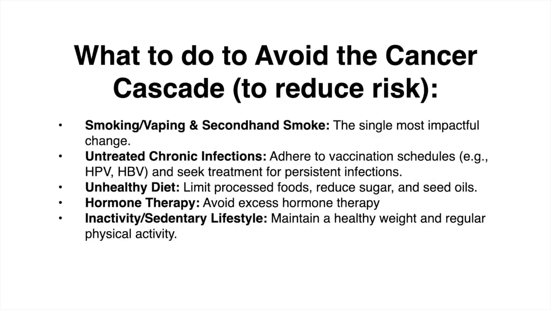So this is common sense now. What do you do to avoid cancer? Don't smoke, don't vape, don't be around people who smoke and vape. Treat chronic infections. Clean them up. So, if you're dealing with something, figure it out, get it cleaned up. Clean up your diet. Avoid excess hormones. If you're going to do hormone therapy, avoid it. Avoid the excesses. Inactive, sedentary lifestyle, get moving. You need to get moving.